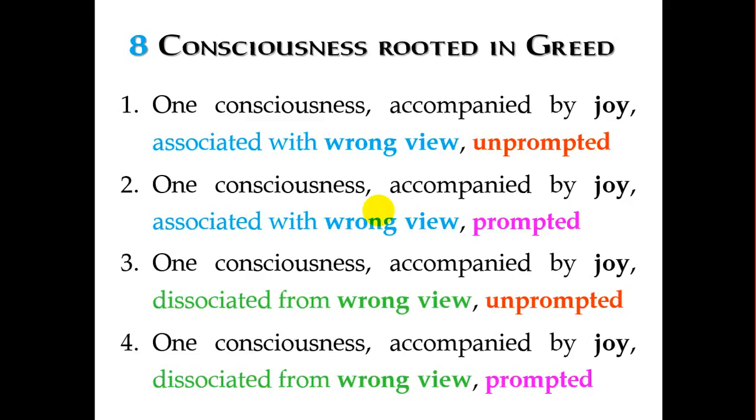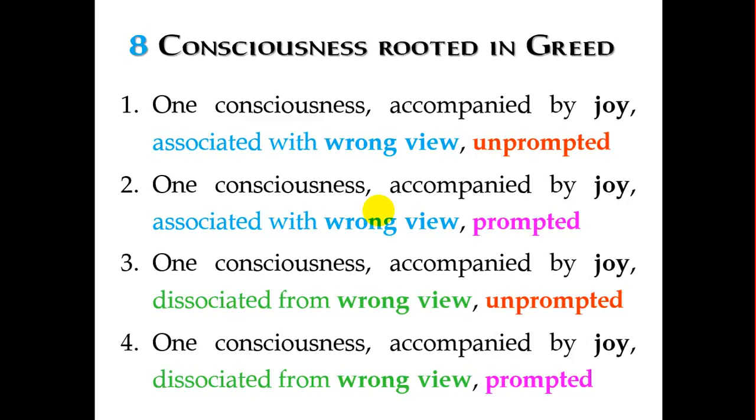One method. And look at number 2, the first prompted citta, associated with 21 together with wrong view. But number 4, the second prompted citta, is associated with conceit, dissociated from wrong view, 21, right? We call it the second prompted citta.